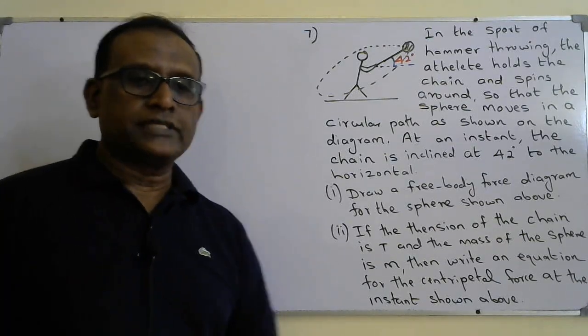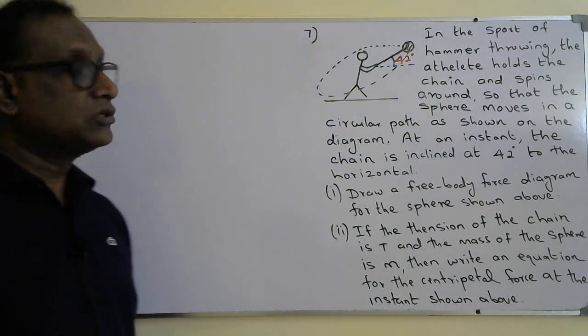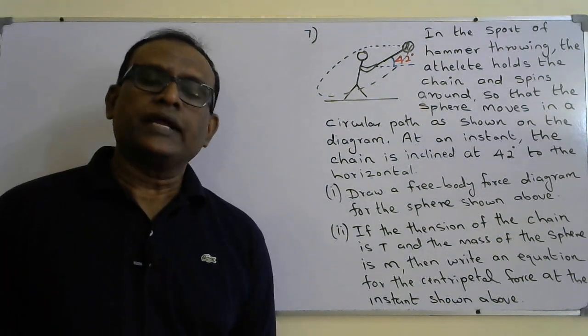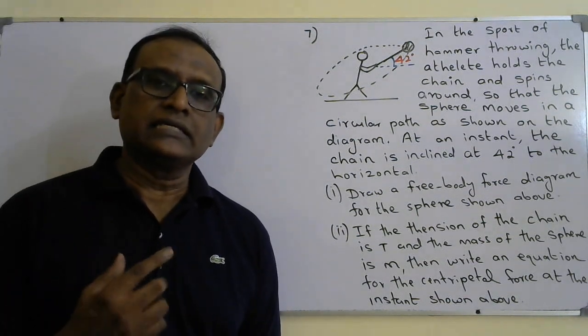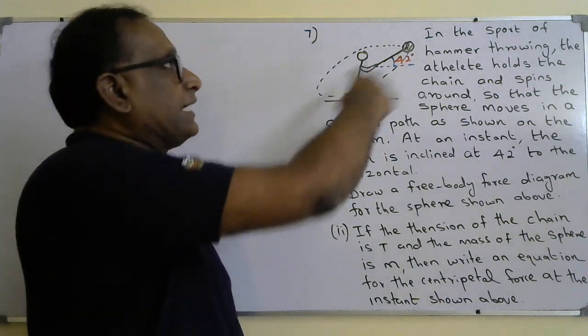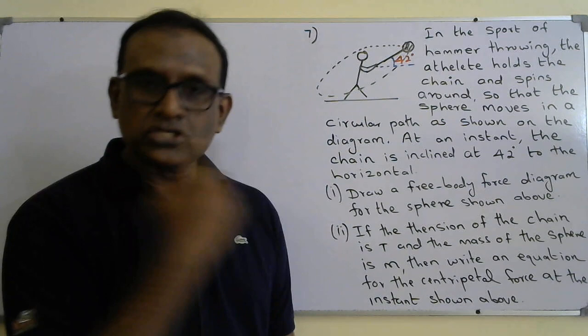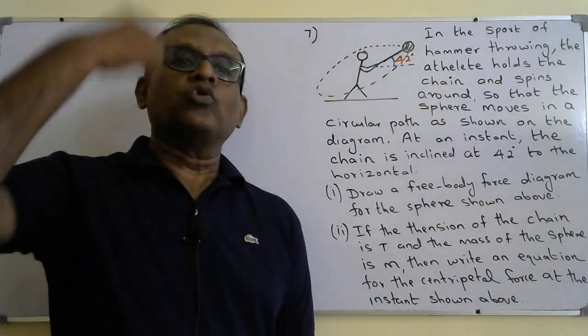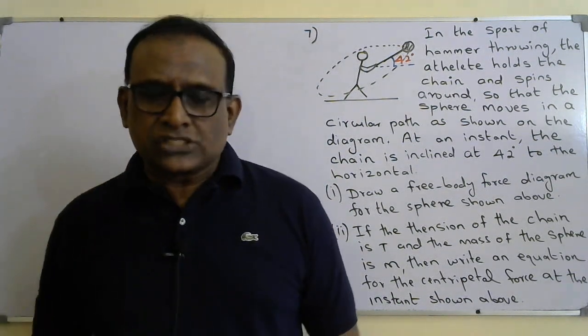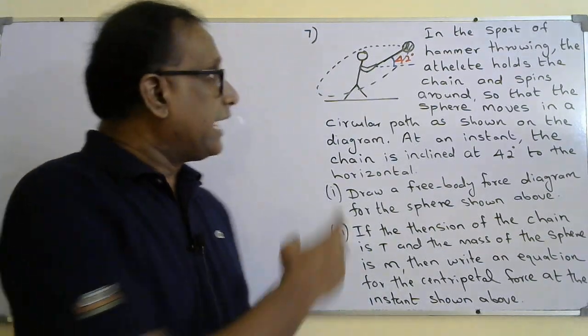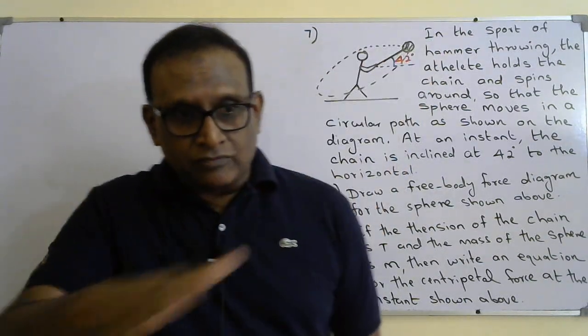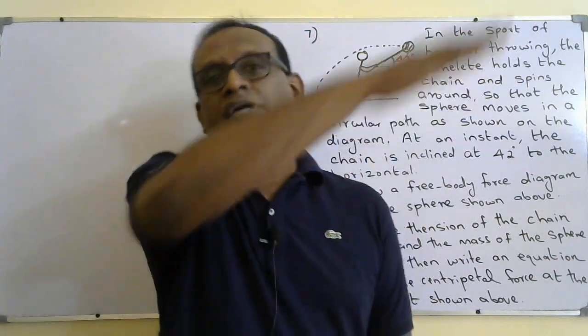Okay, so seventh question, that is related to hammer throwing. During hammer throwing, the hammer, or the chain attached to the sphere, will not move on a horizontal circle, or on a vertical circle. Actually, it's rotated on a plane which has a slope with vertical.